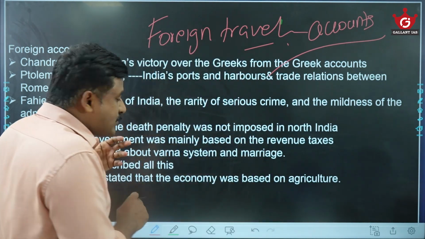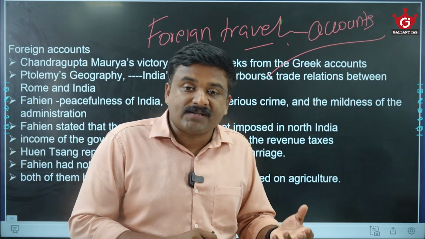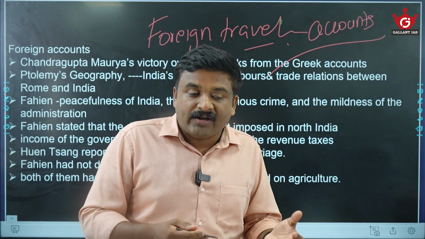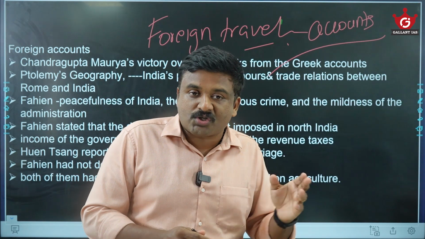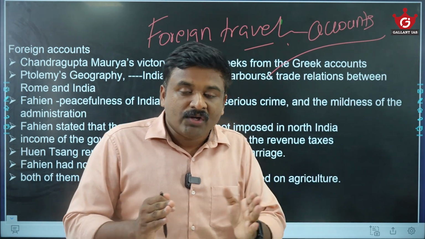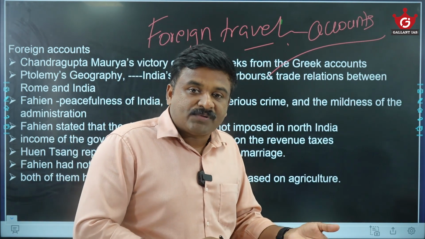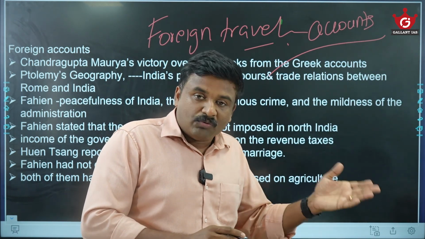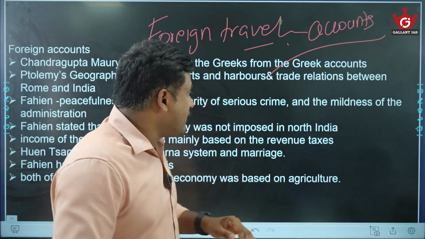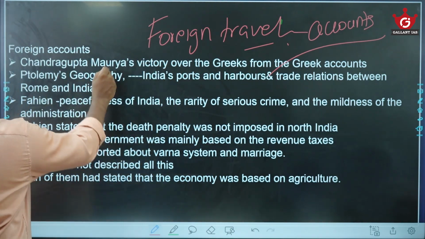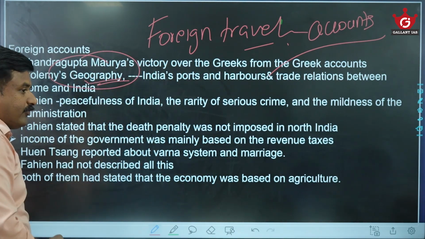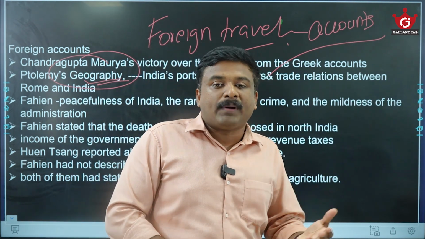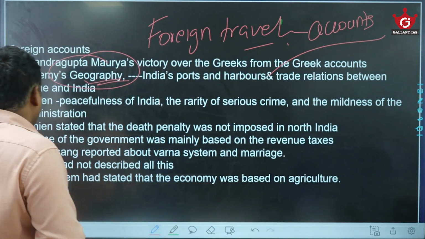There is some misleading information also, because Megasthenes says usury was absent here, slavery was absent here, and he couldn't find the fourfold Varna divisions. Instead, he talks about a seven-fold division of society. But these things were already established, and were discussed in Kautilya's Arthashastra also. Then Ptolemy's Geography is another account which gives information regarding Indian ports, harbors, and India's trade relations with the Roman Empire.